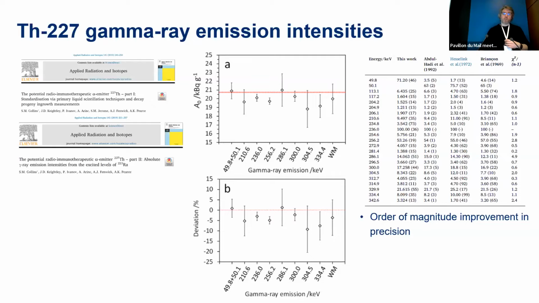But if we have a look at the comparison between previous work, because the uncertainties on the previous literature values are very large, the reduced chi-square is actually okay, and we have agreement. But the MPL values are about an order of magnitude improvement in the precision.